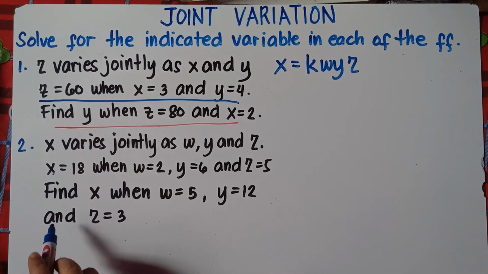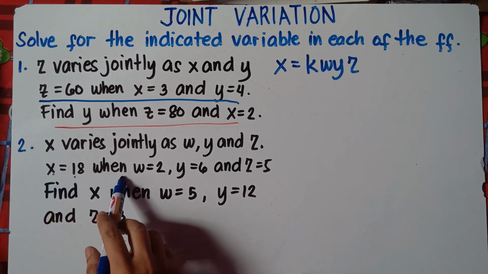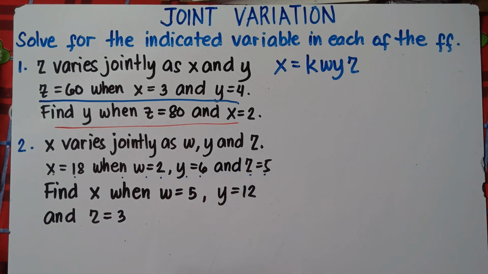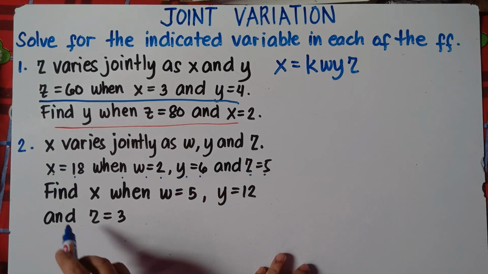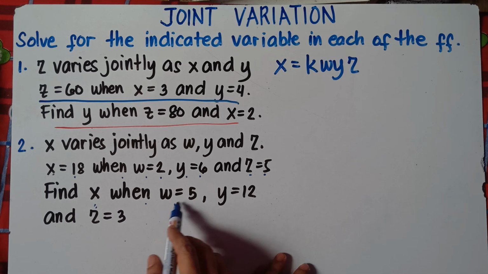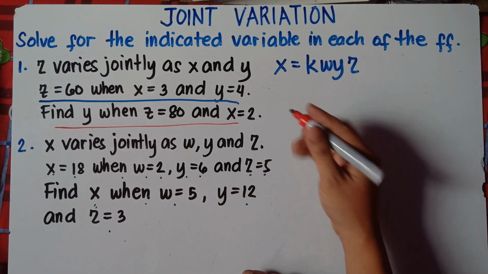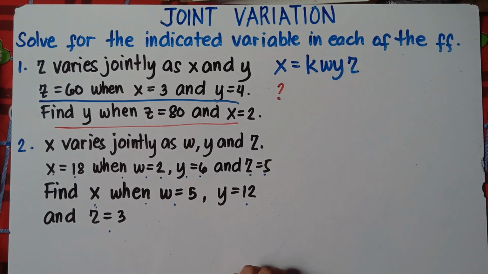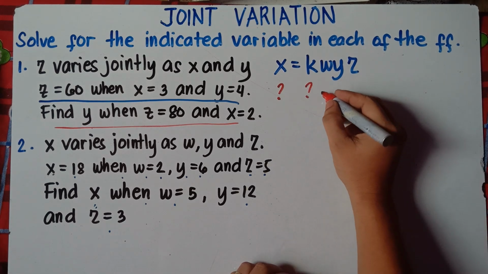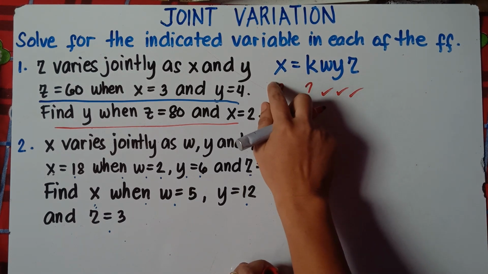Now, find x. The second statement says x equals 18 when w equals 2, y equals 6, and z equals 5. The last statement, class, says find x when w equals 5, y equals 12, and z equals 3. You're told to find x, and you don't have k, but you have w, y, and z.